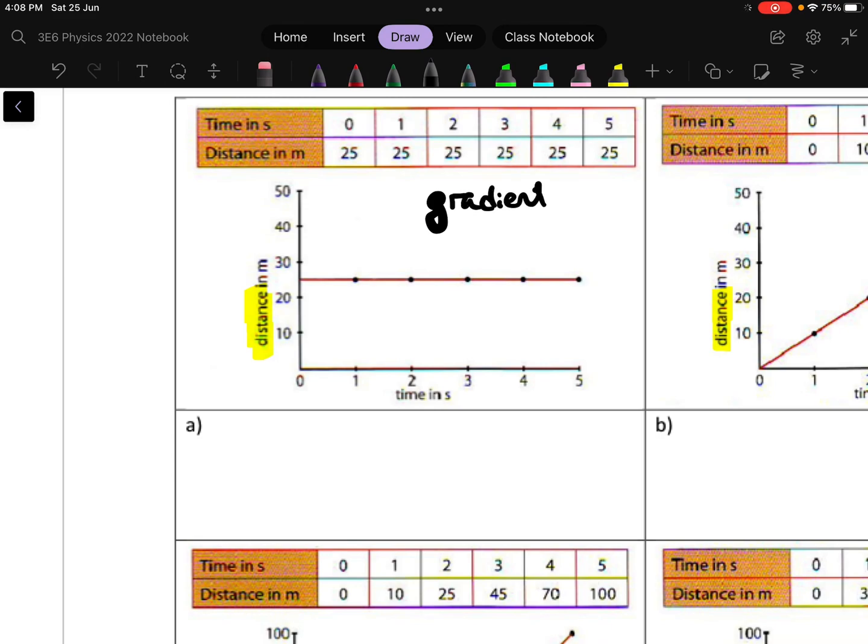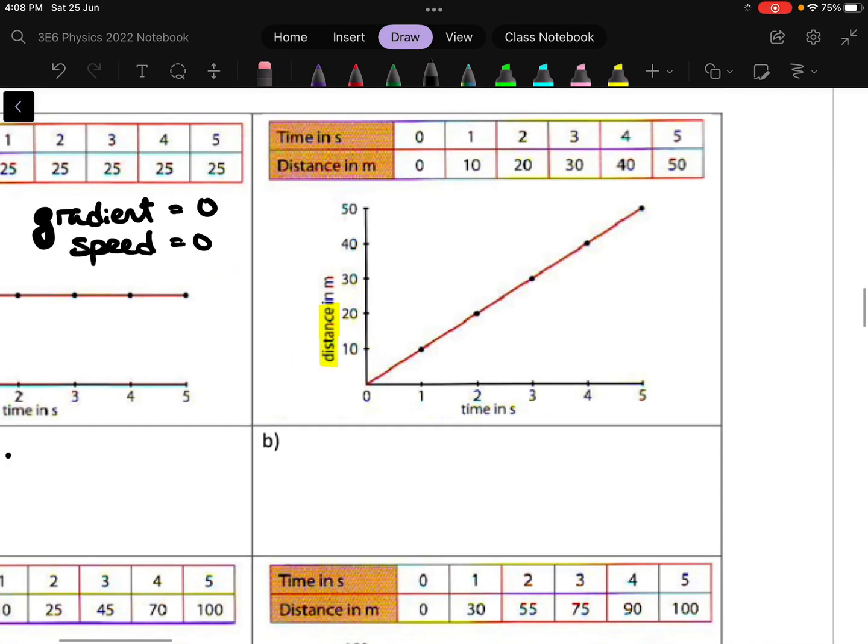Well, the gradient here is 0, right? So in other words, the speed is 0. So meaning what? Meaning that the object is at rest, right? The object is at rest. What is being described by the distance time graph is that the object is at rest, right?